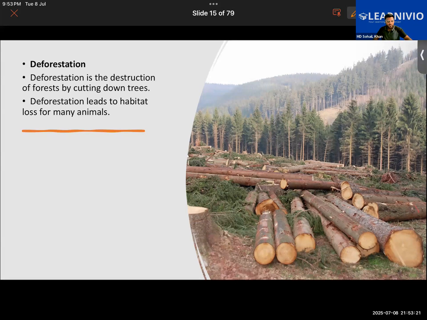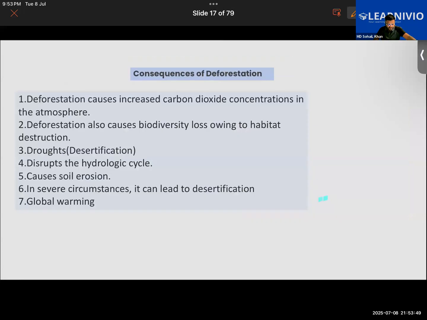Yes, sir. But now, since we humans have cut down the trees and cleared the forest, it will lead to a higher concentration of carbon dioxide gas in the air, since there are no more plants in that area to absorb the carbon dioxide gas. Getting it? So it causes increased carbon dioxide concentration in the atmosphere.